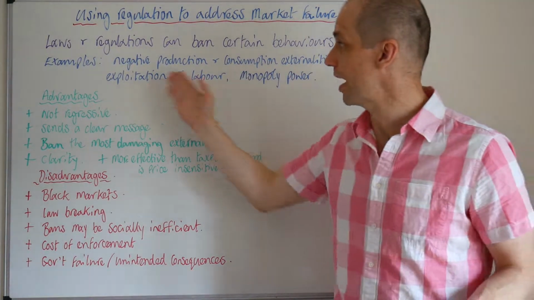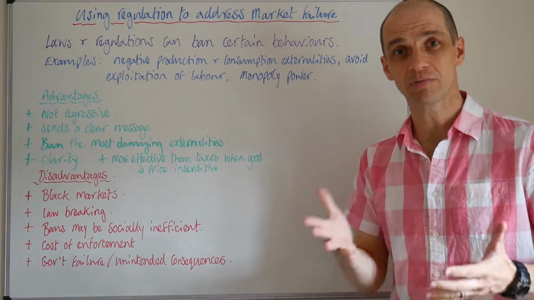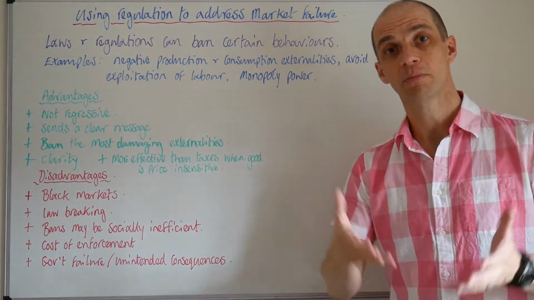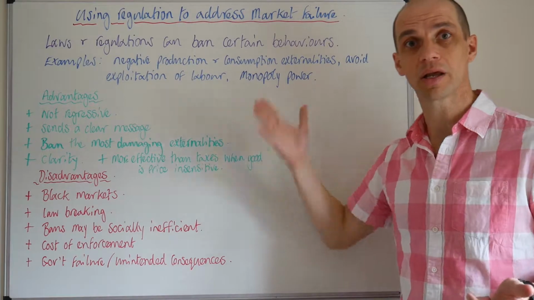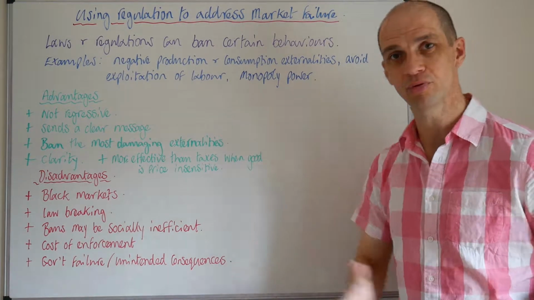Now, this could also help to avoid the exploitation of labour. So the exploitation of labour, and that's why we have a minimum wage, of course, but there's other ways in which there's regulations, of course, and that includes health and safety as another example.